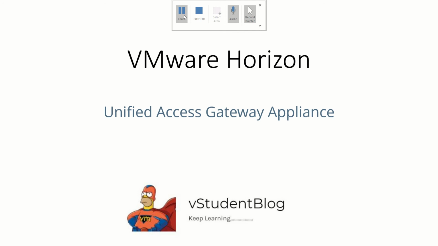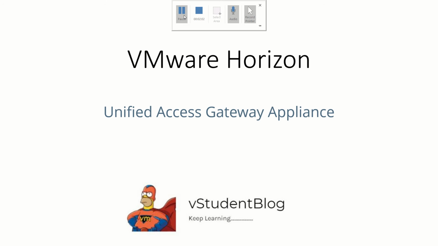This wasn't always the case. Previously, Horizon used the Horizon Security Server, which is Windows-based. The VMware Horizon Security Server was deprecated and removed with Horizon 2006. So UAG has some benefits over the Security Server.